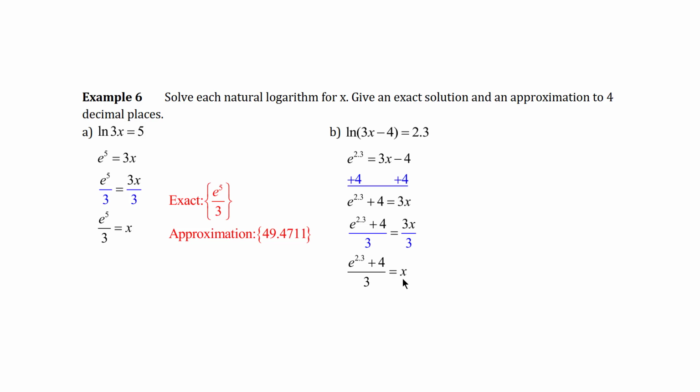Next, we write our final answer for the exact value in set notation. We have a set of curly brackets and e to the 2.3 power plus 4 divided by 3 on the inside. To find the approximation, we just take e to the 2.3 power plus 4 and divide it by 3 using a calculator. Afterwards, we take the result and round it to 4 decimal places. We write the final answer for the approximation in set notation, so I have a set of curly brackets and 4.6581 on the inside.